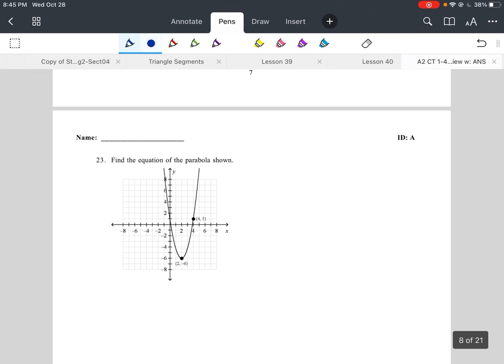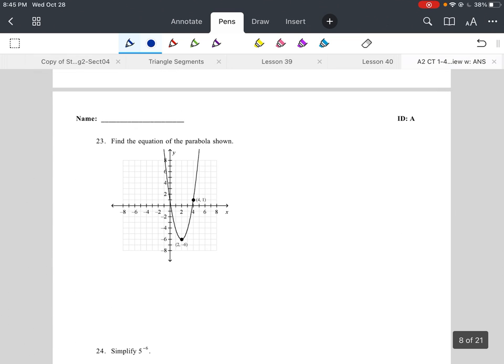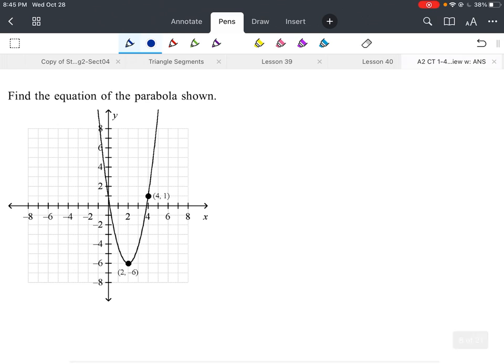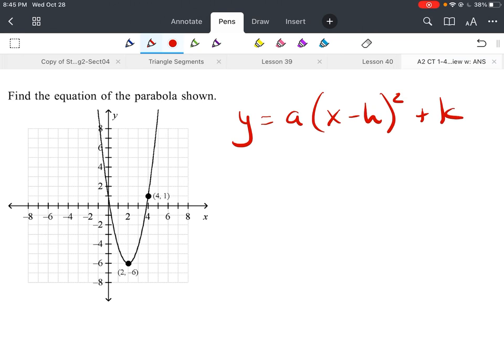All right. It says find the equation of the parabola. How do you find it? This is just like y equals mx plus b, just like a straight line, except the formula is different. This is one you want to jot down: y equals a times (x minus h) squared plus k, where (h, k) is your vertex. In other words, whatever the x value is, that's your h, and your k is the y value of your vertex.